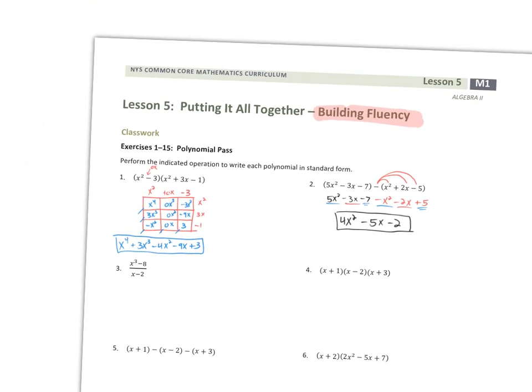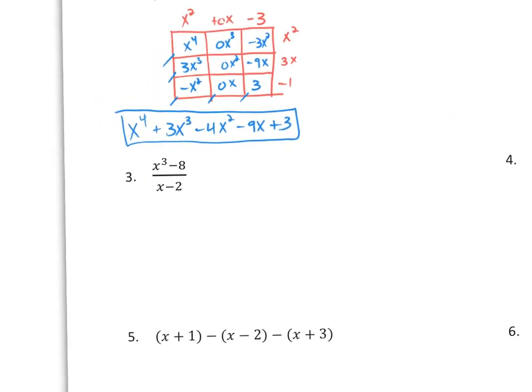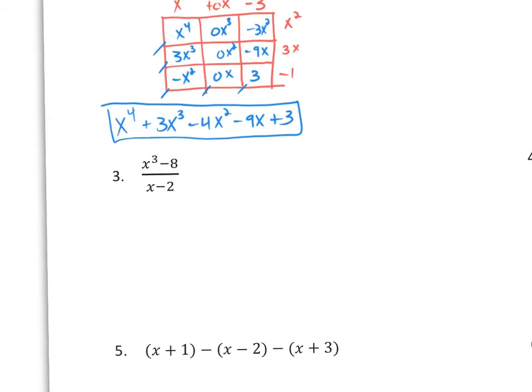Okay, moving on to number 3. This is a division problem. I prefer the tabular method, and that's what I'm going to show today. I noticed that I have a couple of things missing in terms of place value. I need an x to the third, a 0x squared, and I need a 0x in order for this to work.